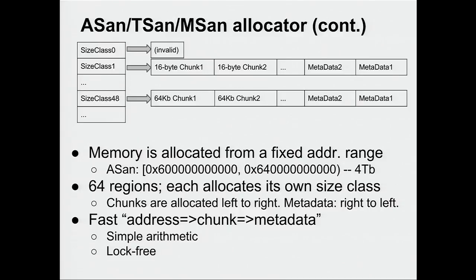The chunks in every region are allocated left to right, and the metadata associated with the chunks is allocated right to left. The structure of the allocator allows us to have very fast mapping between address, chunk, and metadata, which uses very simple arithmetic instructions and has no locks in it.